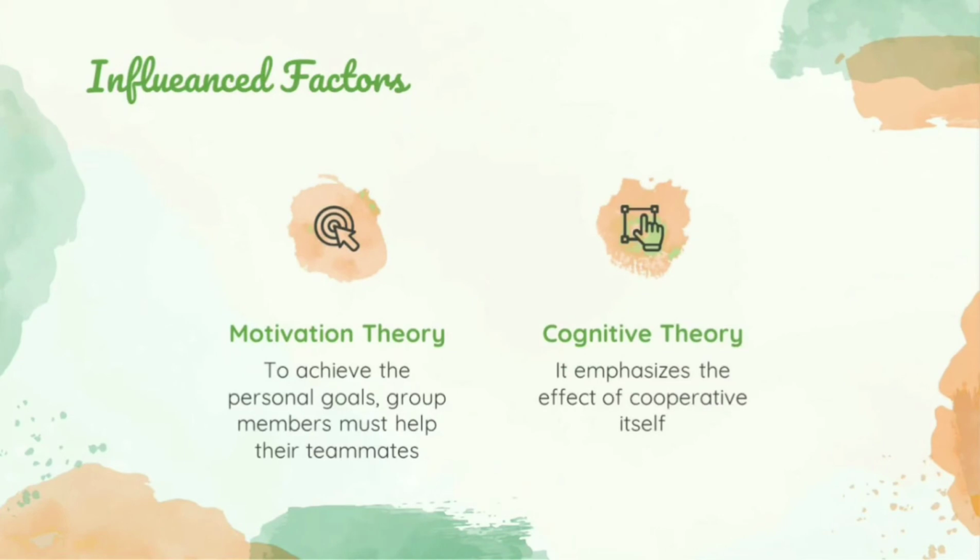Next, what factors influence cooperative learning? There are 2 factors that influence it. The first is motivation theory. The cooperative goal structure creates a situation where the only way group members can achieve their personal goals is if their group can succeed. Therefore, to achieve their personal goals, group members must help their teammates to do anything to make the group succeed. And the second factor is cognitive theory. Cognitive theory emphasizes the effect of cooperation itself, whether the group tries to achieve group goals or not.